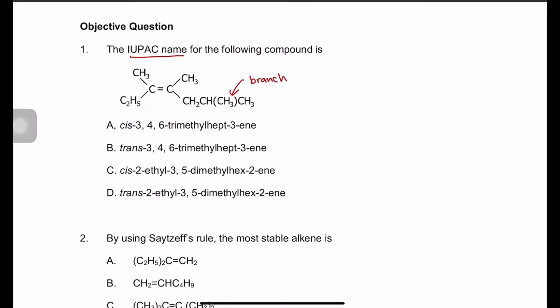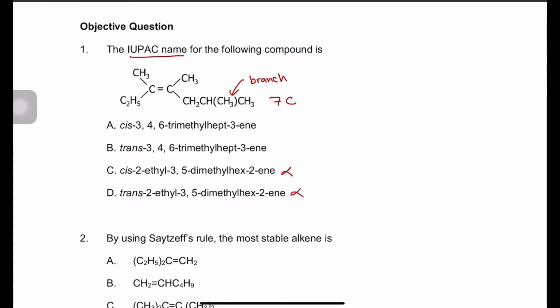So if I were to start counting from the bottom, this is 2 carbons over here. So this will be 3rd, 4th, 5th, 6th, and 7. So we have got a continuous chain of 7 carbons, and that should be our parent name. So the parent name with 7 carbons should give us the name heptene since it's an alkene. So please cross out answers C and D.